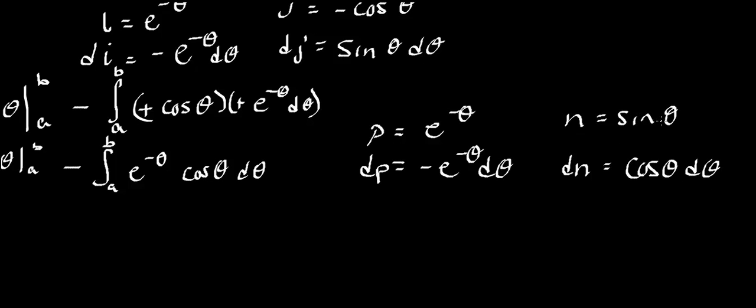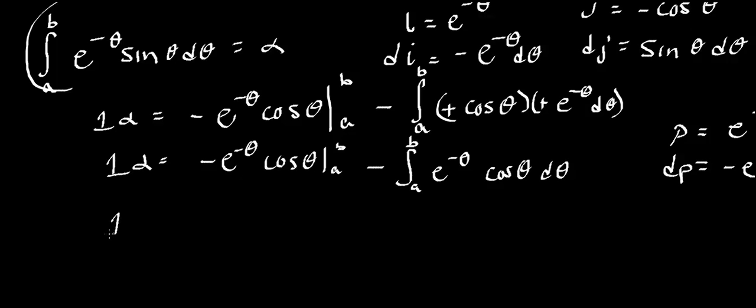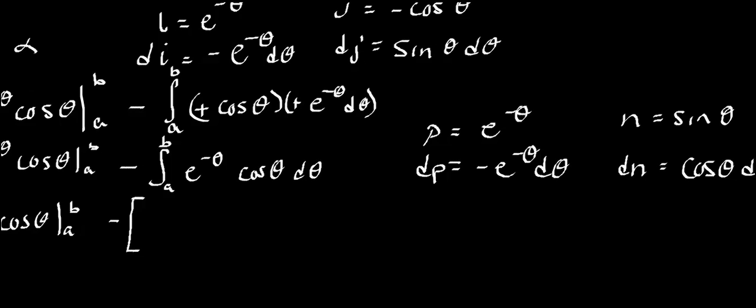Okay? So now what we'll do is we will keep on going with this integral. So we know 1 alpha is equal to negative e to the minus theta cosine of theta from a to b minus, so we have to make sure to put this all in brackets so that we distribute the minus sign. It's the integral of e to the minus theta times cosine of theta d theta. We made these substitutions. It's going to be p times n. We're distributing this negative sign, so this is e to the minus theta times sine of theta. That's evaluated from a to b.